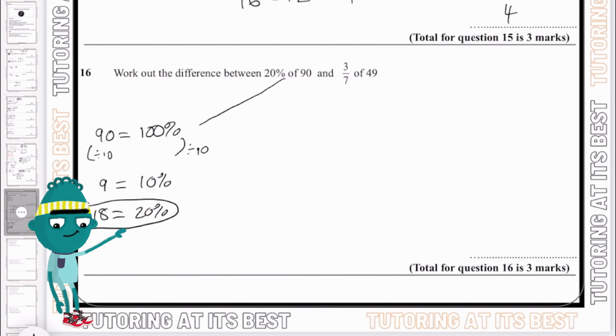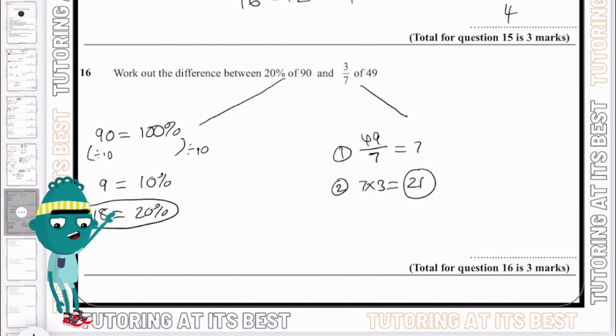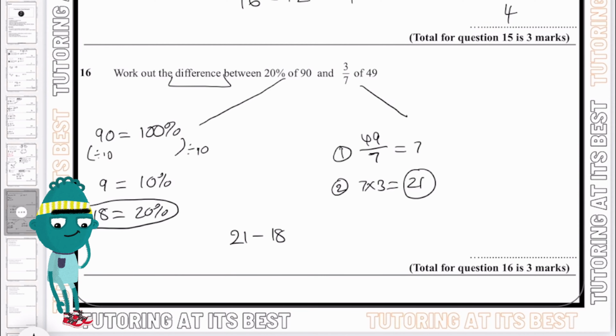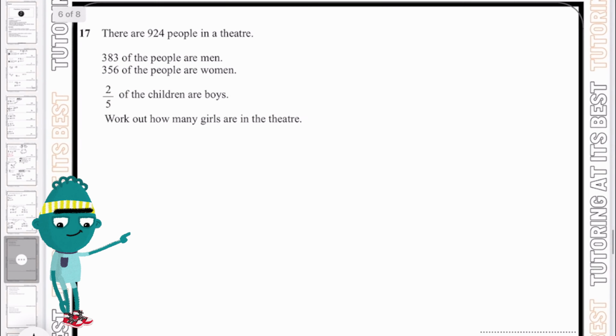And then again, for this section here, we'll have 49 divided by 7 equals 7, and then 7 times 3 equals 21. So now we've got 18 and 21. Again, we're looking for the difference, so we'll have 21 take away 18, which gives us 3. So now our difference is 3, and that's the subtraction. Wonderful. Let's go for question 17.